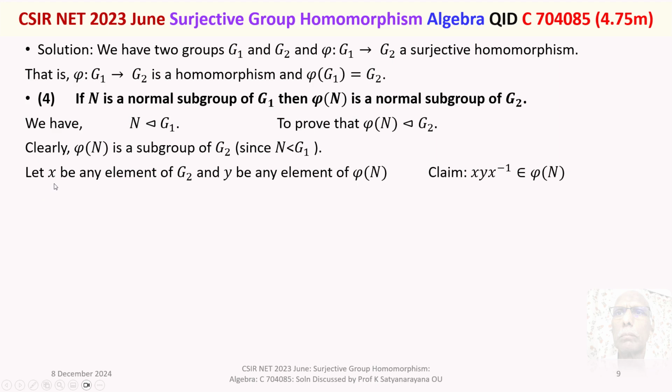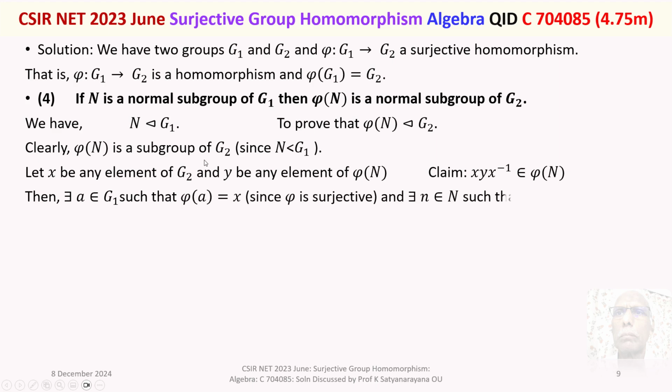We want to now prove that phi of N is a normal subgroup of G2. For that, let x be any element of G2, and y be any element of phi of N. Then to prove phi of N is a normal subgroup of G2, the necessary and sufficient condition is x y x inverse belongs to phi of N. Because these are any two elements, this is sufficient. If you prove it, then it will be true for all x, y. We claim this.